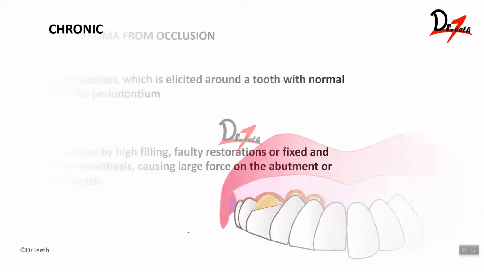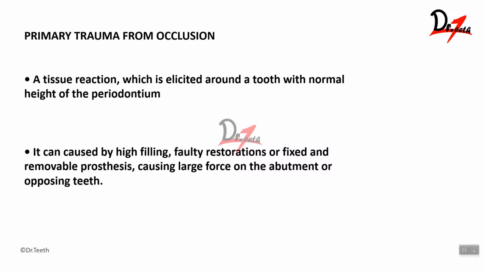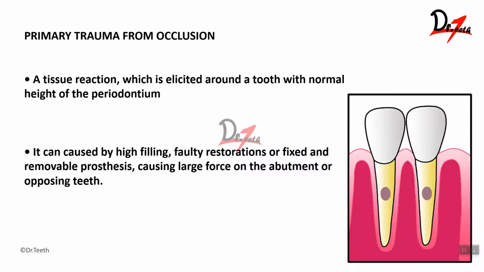Now coming on to the classification based upon the cause. Here first we have the primary trauma from occlusion. In this case, the tissue reaction is elicited around a tooth with normal height of the periodontium. So if abnormal forces are applied onto the tooth with normal height of the periodontium, then in the long run, either on an acute or a chronic basis, this periodontium can undergo injury. So this falls under primary trauma from occlusion.